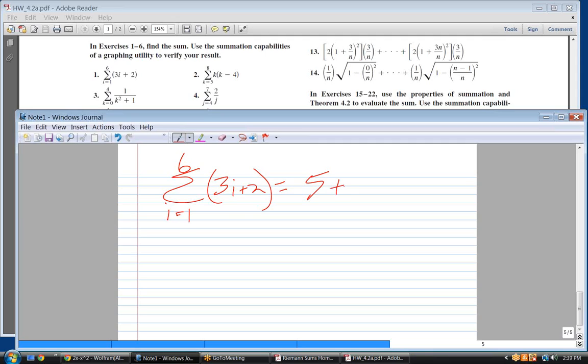What's the second term of the sequence? When i is equal to 2. Okay, so what is that term? So 3 times 2 is 6, plus 2 is 8. Keep going. Then we have 9 plus 2 is 11. 12 plus 2 is 14. 15 plus 2 is 17. And 18 plus 2 is 20. Add those up and you've got the answer to the problem.